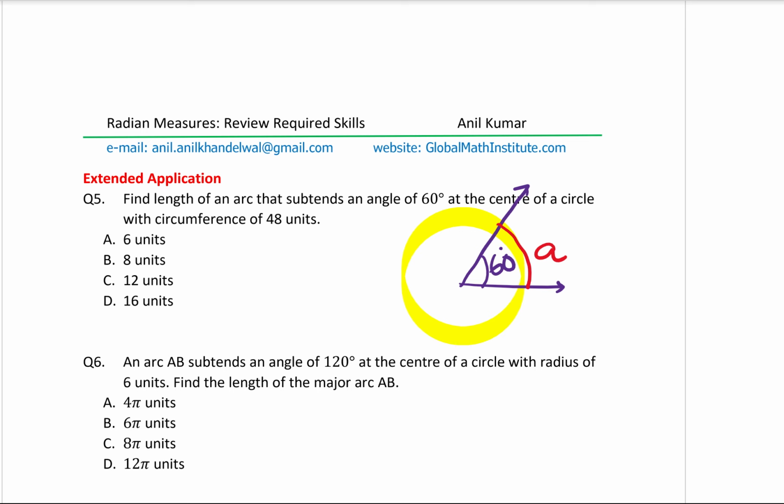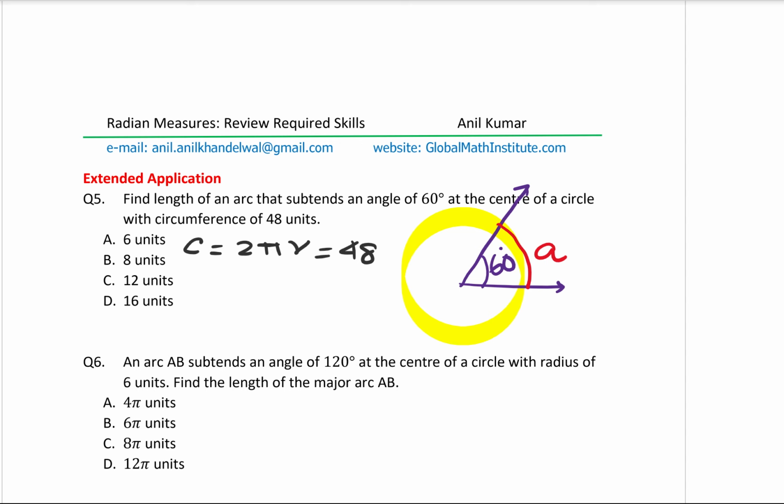Find the length of the arc A that subtends an angle of 60 degrees at the center of the circle with circumference of 48 units. We have changed the units from centimeters to just the number units. That's a shift in our approach, and this shift is going to help us understand radians as we shift from degrees to radians. The formula is circumference is 2 pi r. Now we are given that the full circumference is 48 units.